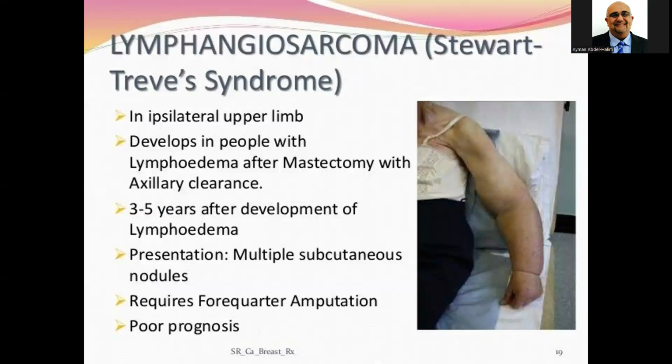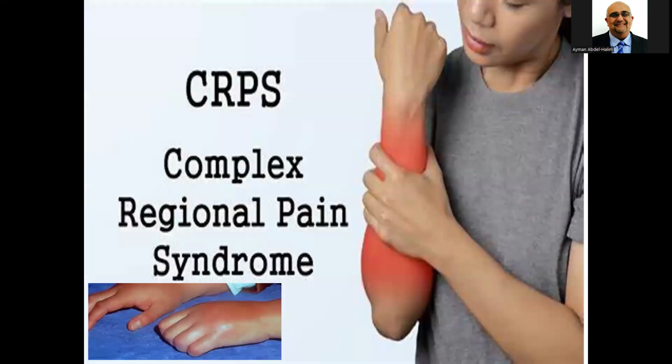A rare but pretty serious complication of lymphedema is developing lymphangiosarcoma, or we call it Stewart-Treves syndrome. And it's usually ipsilateral, developed in patients that had lymphedema 3-5 years after the development of the lymphedema. And presentation is usually multiple subcutaneous nodules. Of course, you need a biopsy to verify the diagnosis. And the usual treatment is surgical by amputation, and it carries really a poor prognosis.